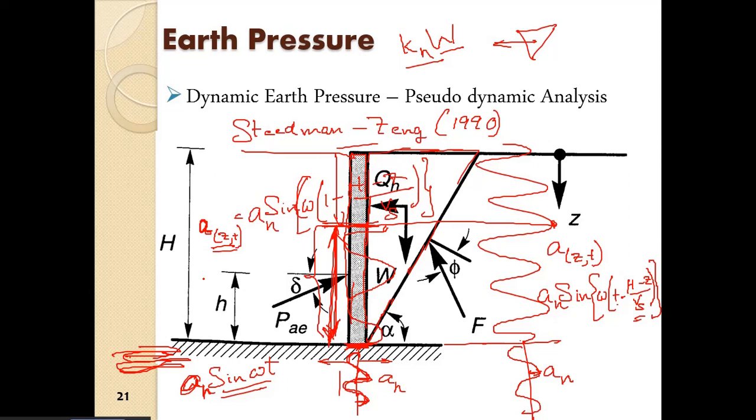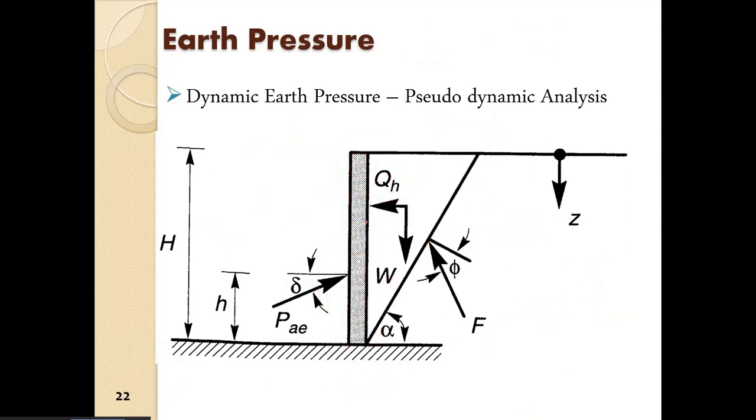So now we have a(z,t) here. Suppose we consider this mass here. If it is moving at an acceleration of a(z,t), then mass into acceleration is the force at that point.